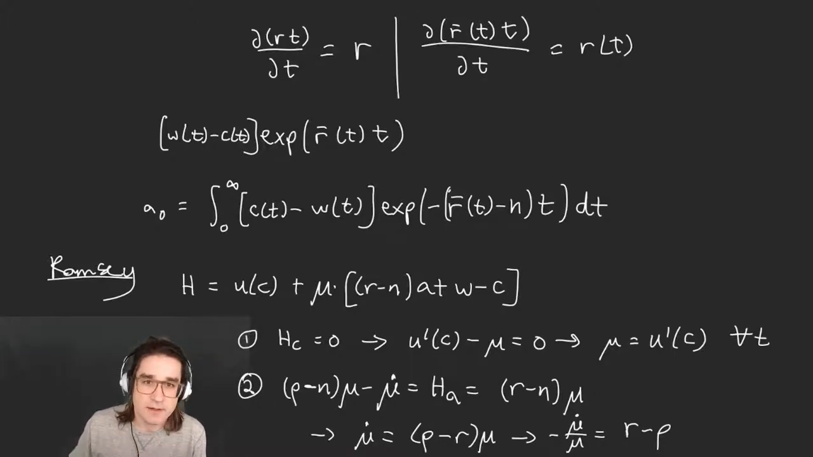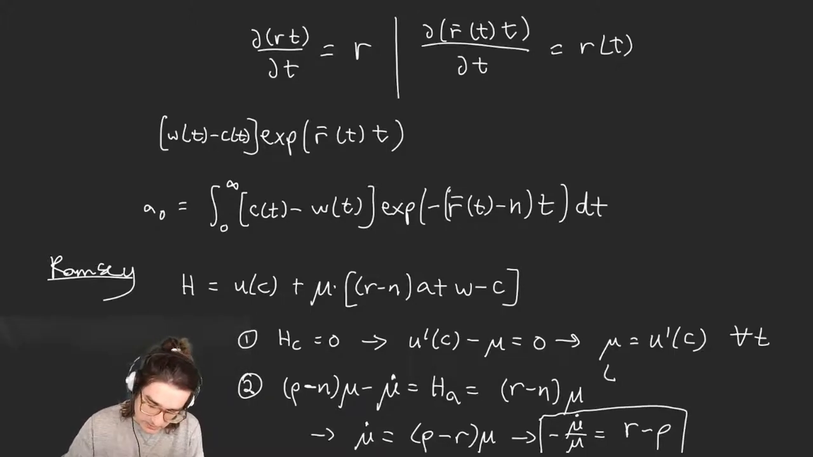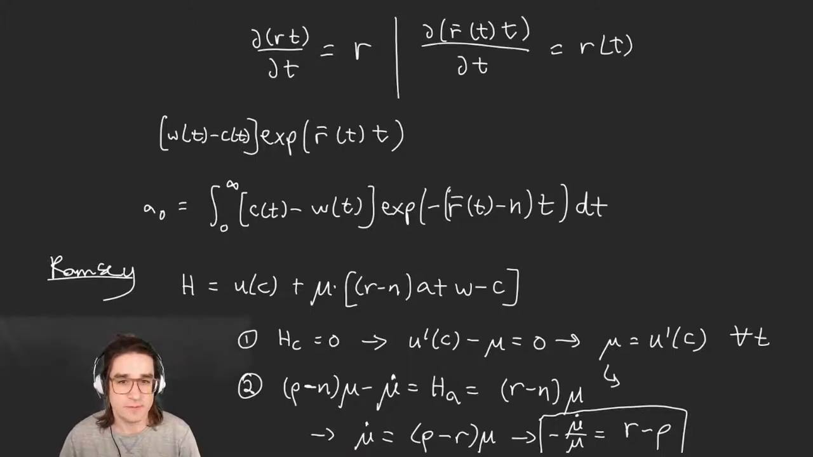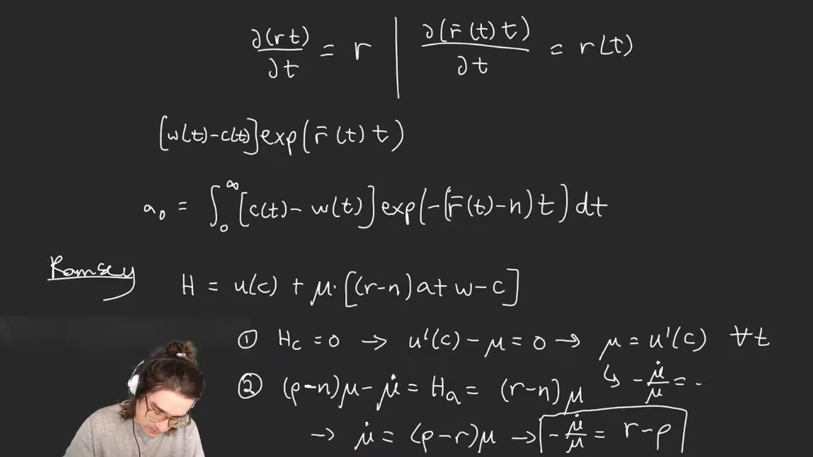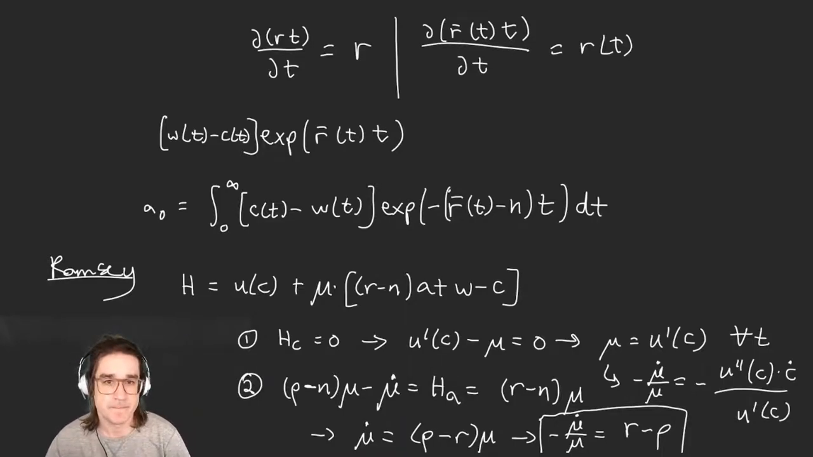And the idea for eliminating mu is that this here tells us one answer for the growth rate of mu. And from this equation, we can get another answer for the growth rate of mu. If you want to do it directly, we could just say, what is minus mu dot over mu? It's going to be minus u double prime of c times c dot, from the chain rule, don't want to forget about that, over u prime of c.